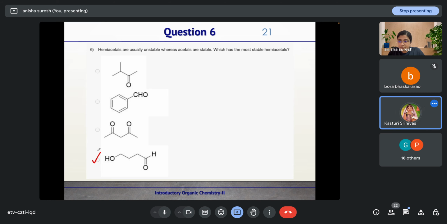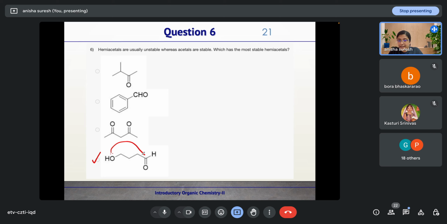Aldehydes and alcohols are present. Then the corresponding cyclic hemiacetal kind of system can result, right? So that is finally the stable one. Cyclic hemiacetals are formed. So in this case, both alcohol and aldehyde are present in the same system.